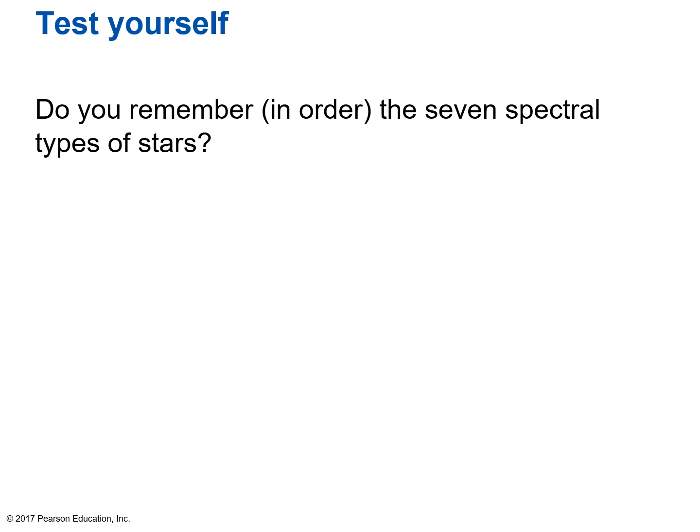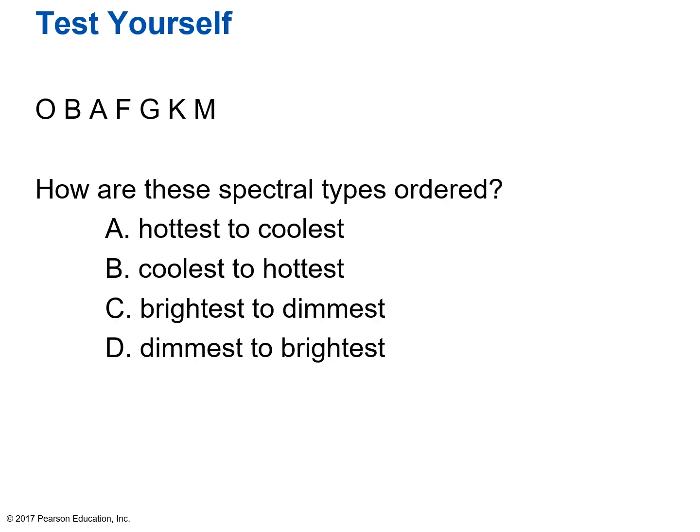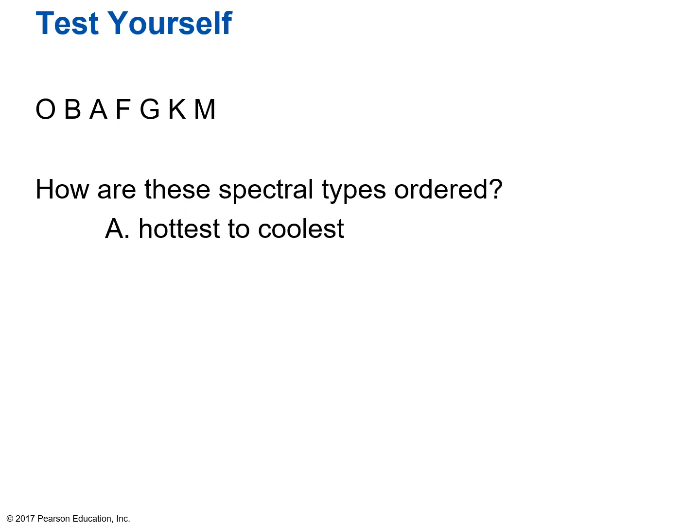Before we go, test yourself. Do you remember in order the 7 spectral types of stars? I bring this up because it will be important for understanding the rest of this chapter and this unit. We start with O being the hottest, B, A, F, G, K, and the coolest stars are M stars. Memorize that order. How are these spectral types ordered? OBAFGKM, they are ordered from hottest to coolest.